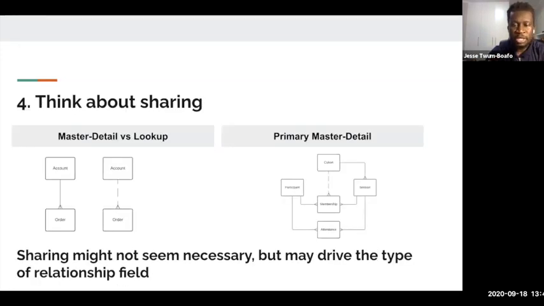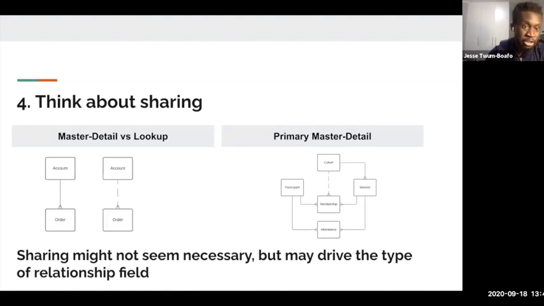Tip number 4, think about sharing. Let's go a little bit deeper here in terms of the technicalities. If we look on the left, we have the traditional decision point, master detail versus lookup. In the example that we have here, we have orders that are being tracked in Salesforce, and the orders are related to an account. Now, if we go with the master detail as denoted by the solid line, that would mean that whoever owns the account record owns the order records.